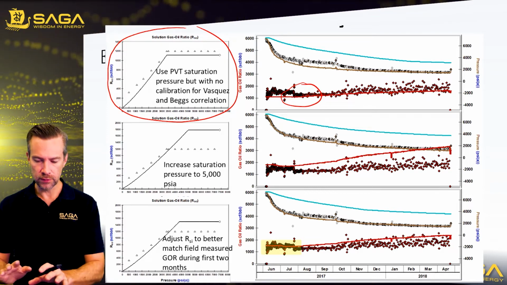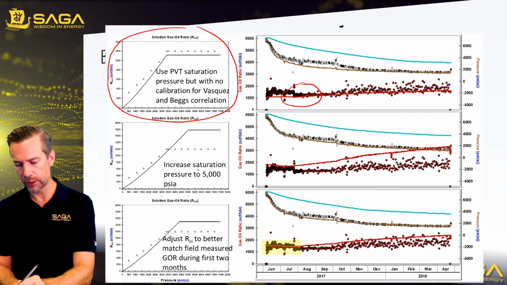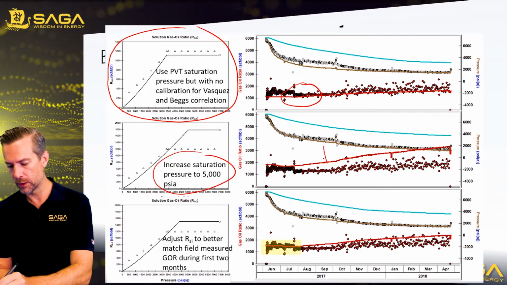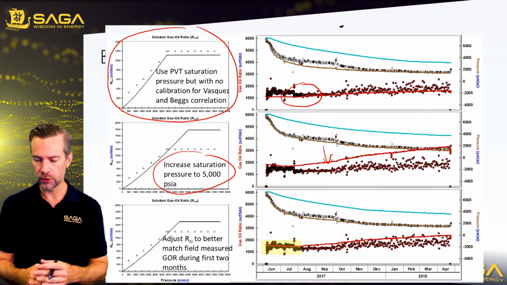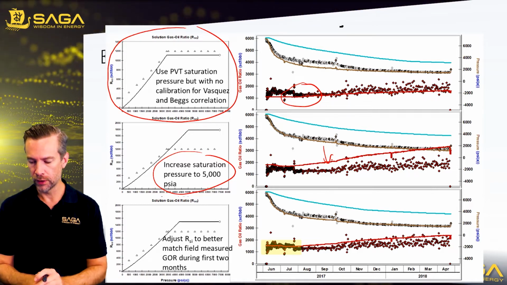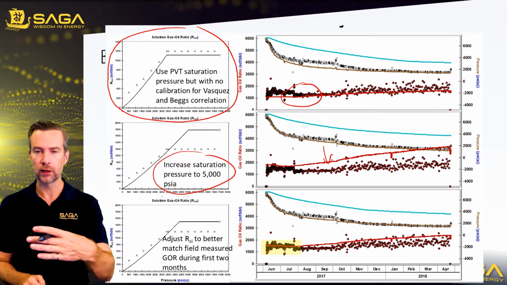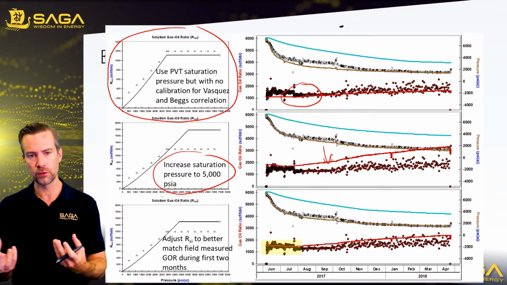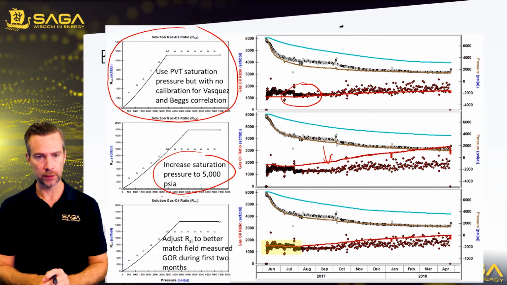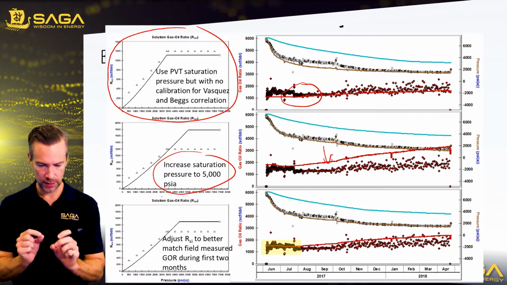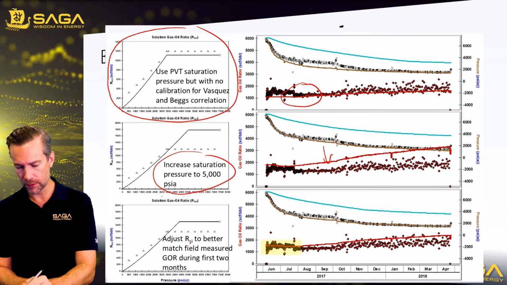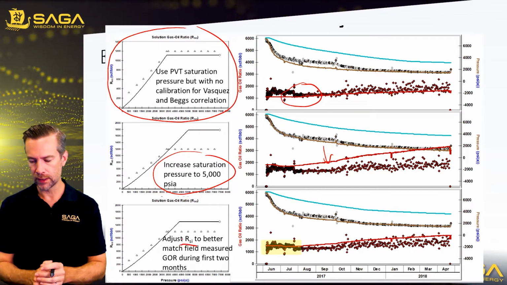Making adjustments to, for example, saturation pressure obviously has a huge impact on that GOR response. So you can see when I made that change and increased that saturation pressure, the GOR starts to break away. The model starts to break away from the actual data. Well, that makes sense, right? That shows you how those two things are related. So there's a big impact of changing that saturation pressure. Adjusting the RSI also, it's two sides of the same coin.